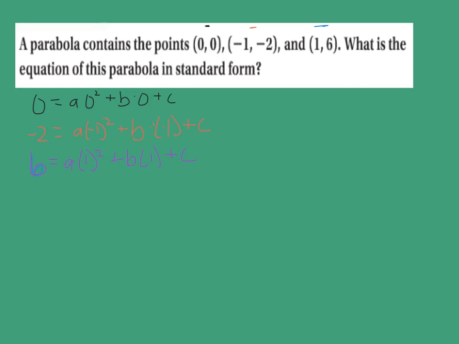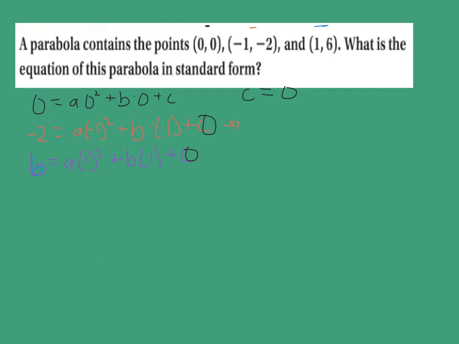This first one, 0 times a is going to get rid of that. 0 times b is going to get rid of that. So I know that c is equal to 0. Now that's going to help me for my other two equations. So instead of writing c here, I'm going to put 0 instead. Now I'm going to simplify both of these two equations, the red and the purple.